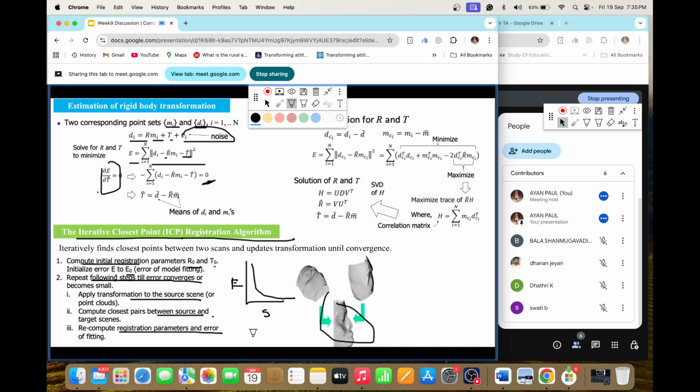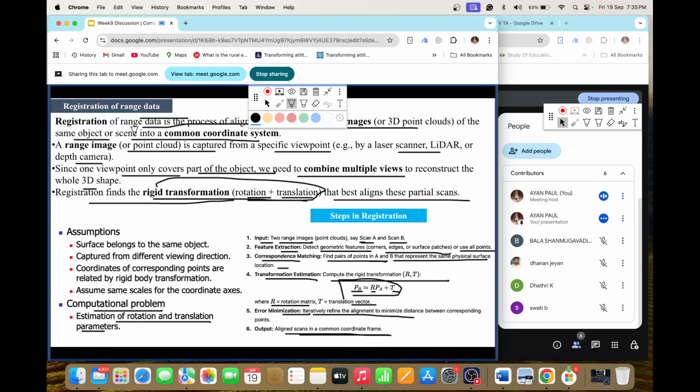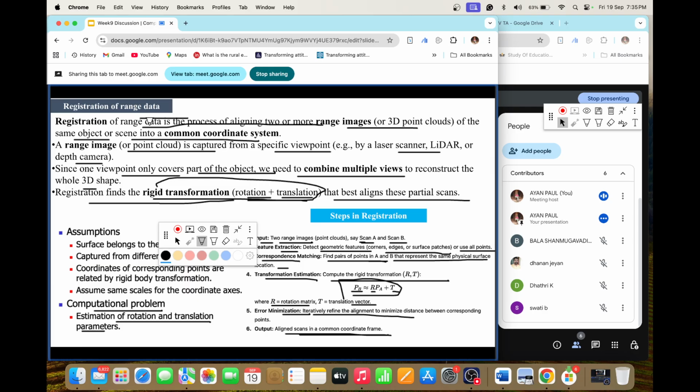All this is theory, so again I am not going very deep, but this is the whole thing. Generally you just have to remember what is registration. Registration of range data is the process of aligning two or more range images of the same object or the same scene into a common coordinate system. Registration finds the rigid transformation, that is R and T, that best aligns the partial scans. These are the two things you have to remember. If you just remember these two, you can get the idea of the whole thing.